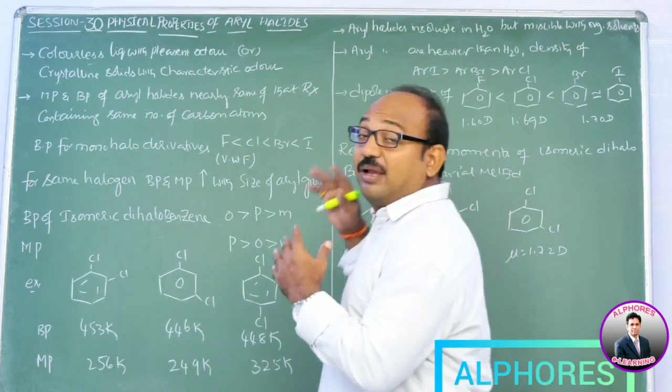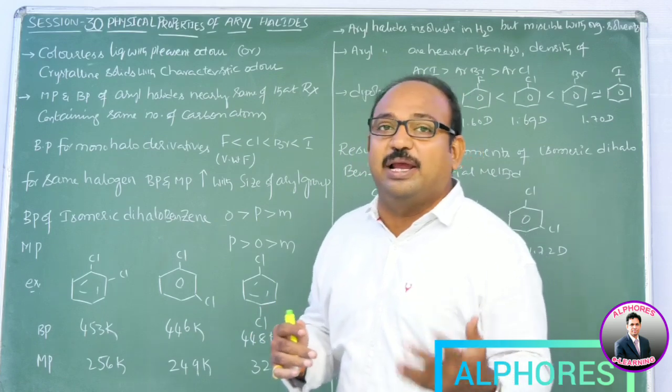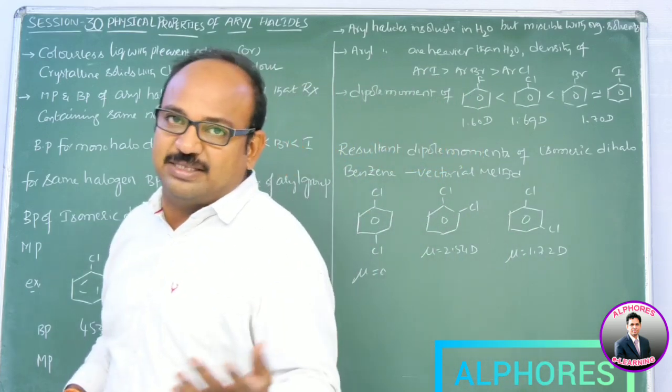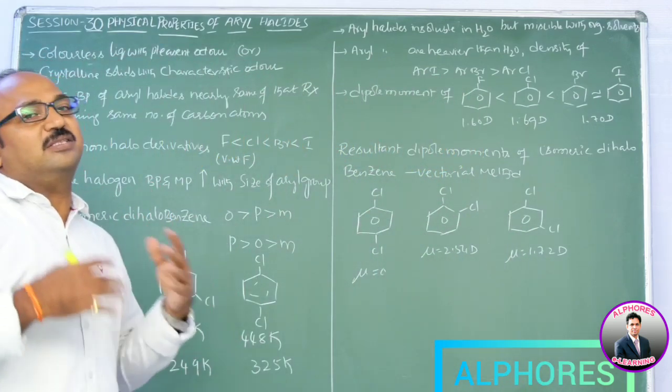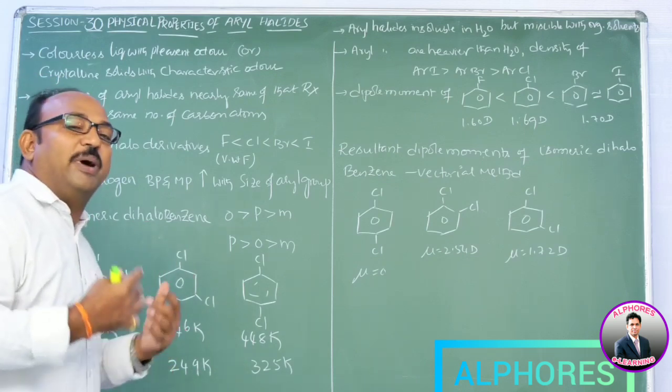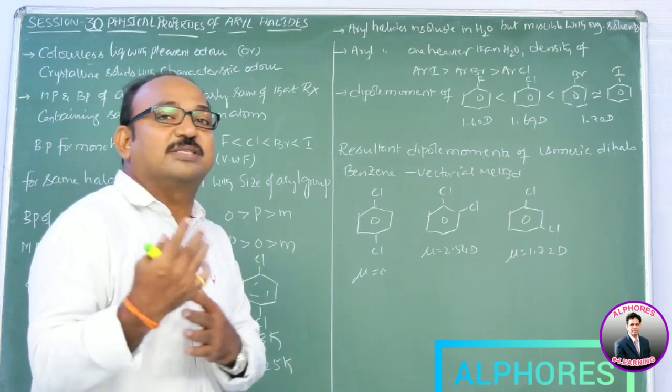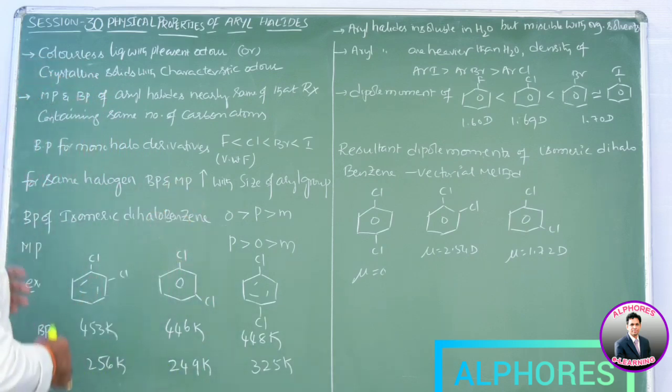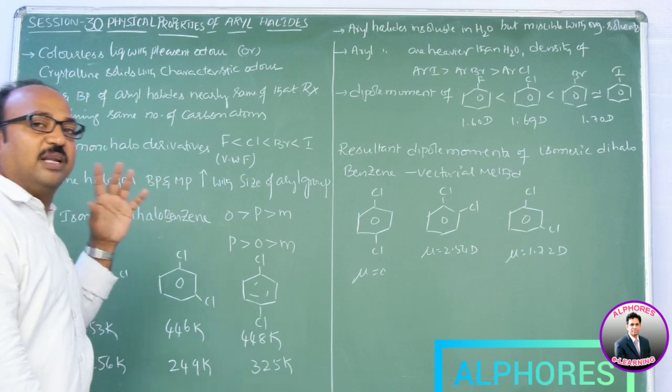In case of alkyl halides we learned the first four members are gases, particularly fluorides or chlorides are gases, but bromides and iodides are liquids. Generally we discuss like that, but here it is not like that. All aryl halides have similar properties, being colorless liquids or crystalline solids.